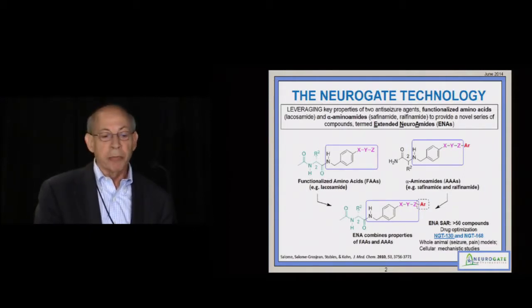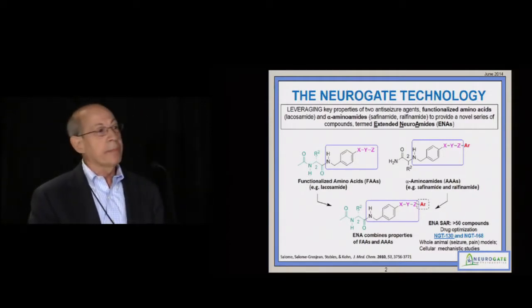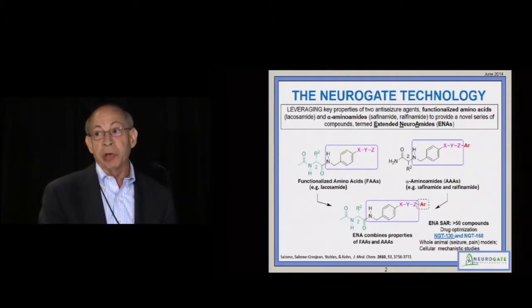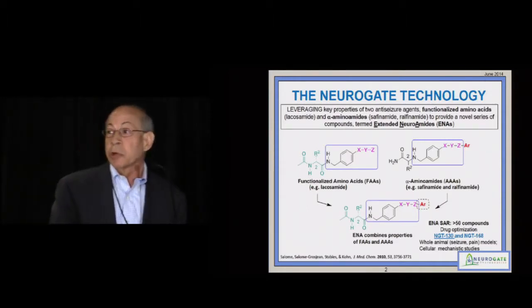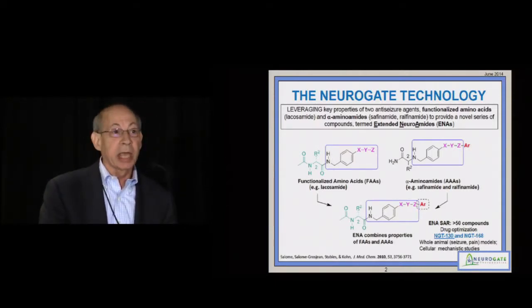We've looked at more than 50 compounds in this class. We have evaluated the compounds at the ASP, and also have done cellular physiology studies on most of the compounds. I'm going to talk to you a little bit about 130, and briefly tell you about 168, but we have several other compounds that we're very much interested in.